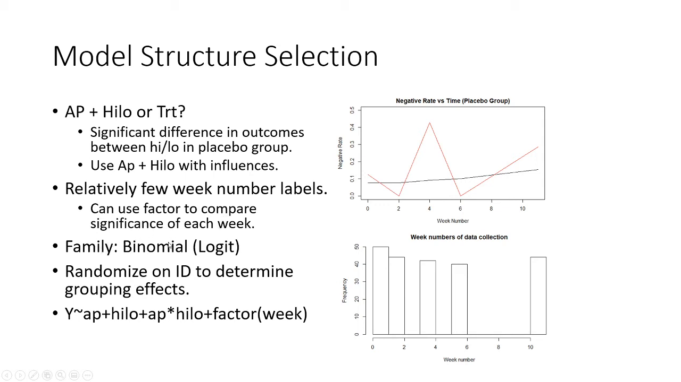So the family, as I said before, is a binomial family because there are only 2 outcomes. And we would like to randomize ID to determine the grouping effects. So I came up with the following model formula initially for the first round of comparison. The model would be AP plus high-low plus the interaction group plus a factor of week.